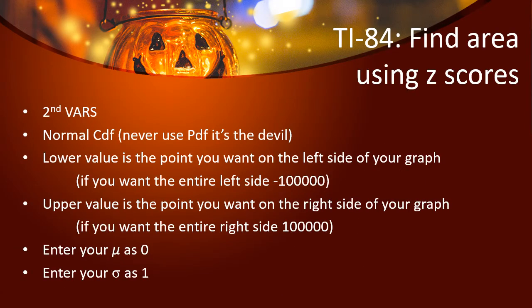So then this is how we would find an area or a percentile if we're given z-scores instead of actual values. If we're given z-scores, it's going to be the same thing that we did before, only we're going to enter mu as 0 and sigma as 1, because that's the standard normal distribution. Since we're using z-scores, we now have a standard normal distribution. I'll give you a sec to pause so that you can write these instructions down.